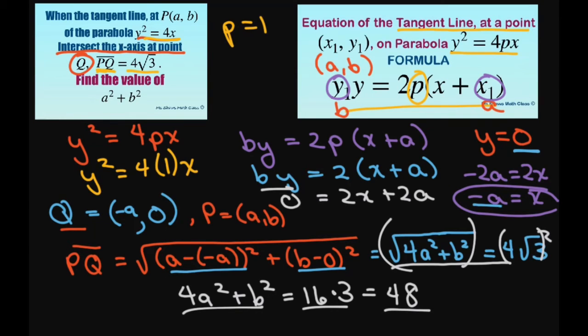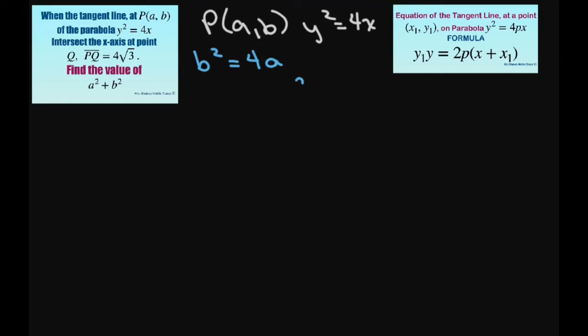Now let's look and see what else we have. We have point (a, b) lies on this graph of y squared equals 4x. So if we look at b squared, our discriminant, equals 4a, then we know that a is greater than 0. So we're going to let this be equation 2.